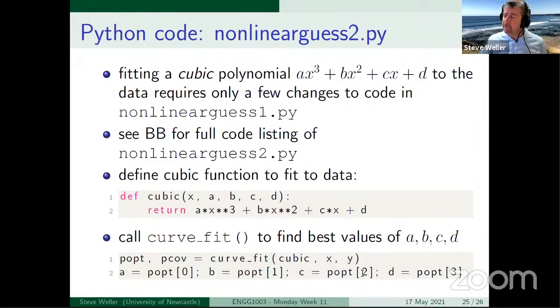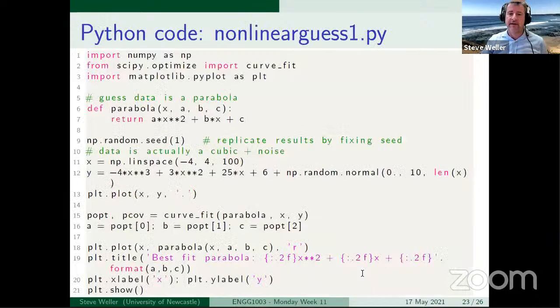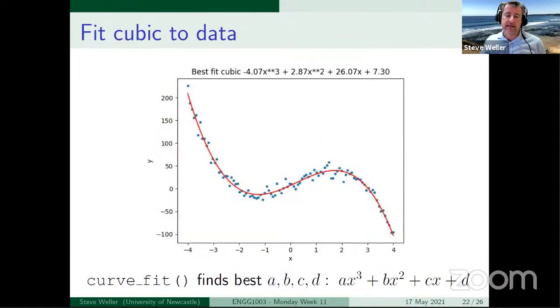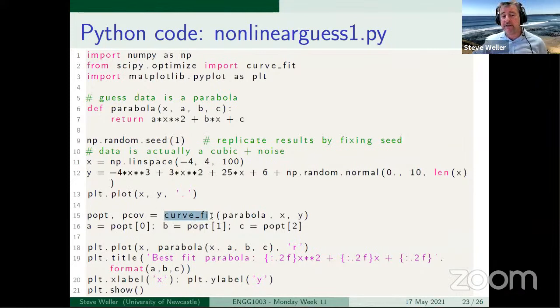So I haven't gone on to the more exotic nonlinear functions because I've illustrated the point of taking nonlinear functions and fitting data to them. And certainly with a bit of practice, I'd expect you to be able to do similar, either fit a cubic, fit a polynomial, a parabola, or something like that to a simple data set. So the curve fit function in the SciPy library really is a very powerful tool for engineers to be able to use.